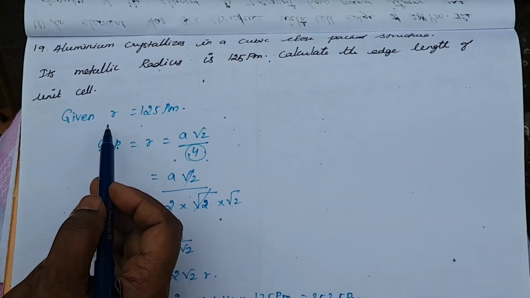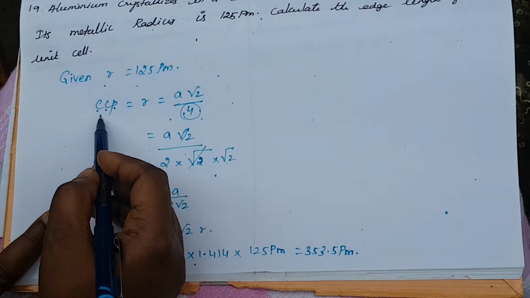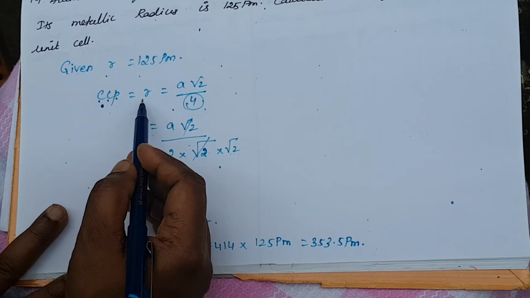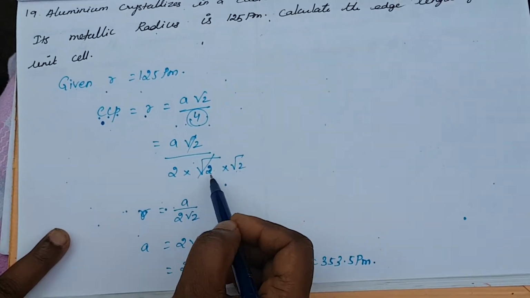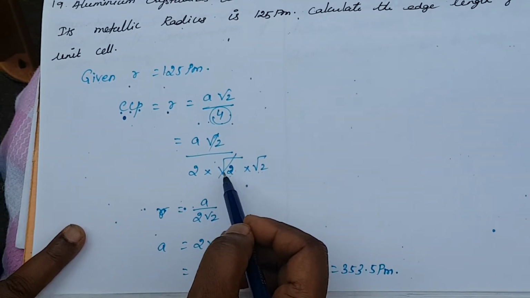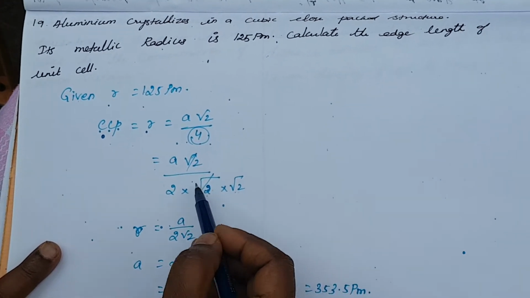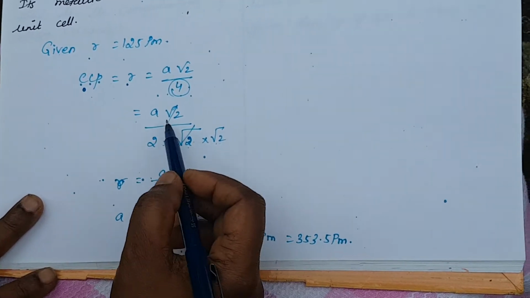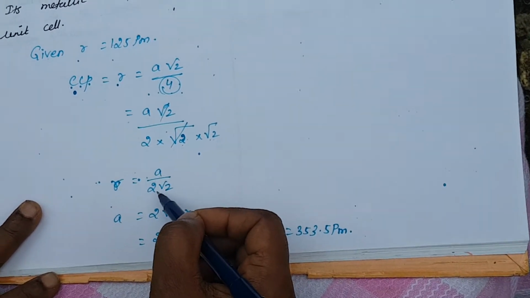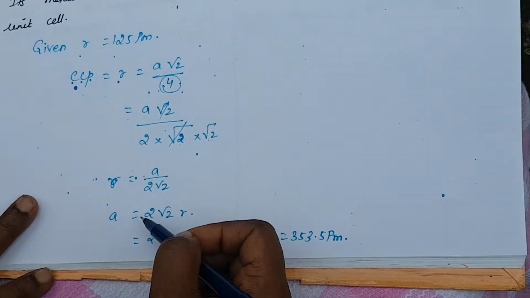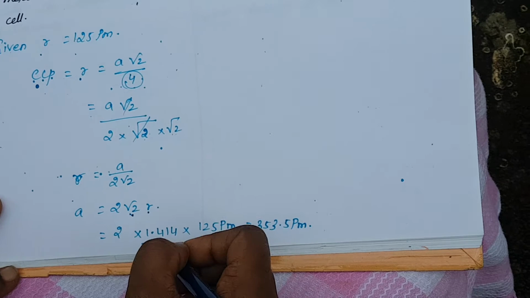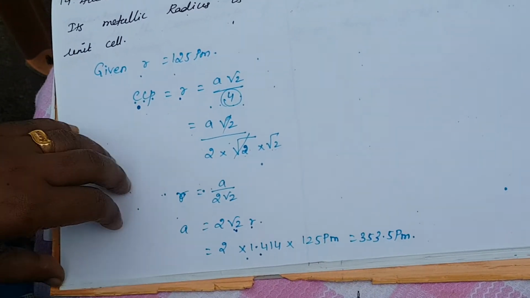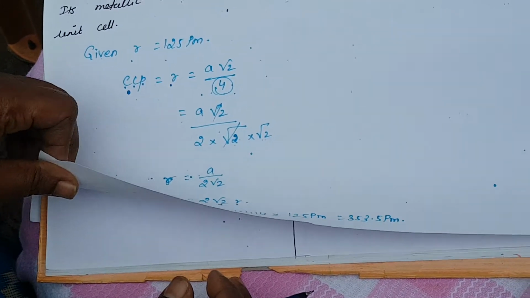Okay, so this is the other way. First the given value is R. For the cubic close packing system, what is the radius? Radius equals a square root of 2 by 4. The 4 we can write as 2 square root of 2 into square root of 2, so you simplify and cancel, and R is equal to a by 2 square root of 2. Substitute the square root of 2 value and all the values, and you can get the answer. Okay, this is the 19th one.